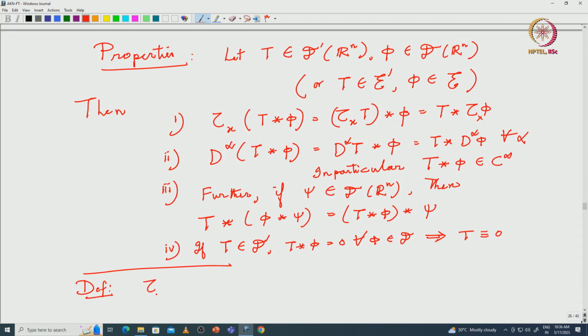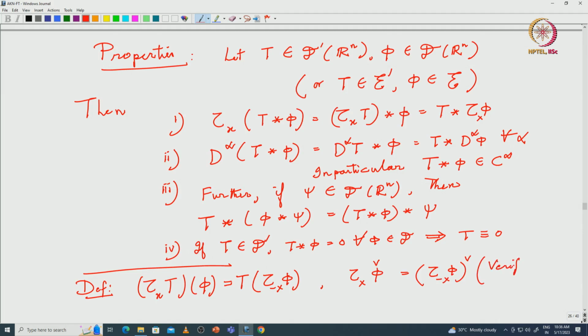So, the definition, which is motivated this way, is that the translation of T, a distribution, acting on phi is equal to T acting on tau minus x of phi. We also have this formula, which you can check, involving the inversion: tau x of phi reflected is equal to tau minus x of phi at minus y. You can verify this, and that is how it got motivated; verify it when T equals T_f. You have to use these things to prove it.